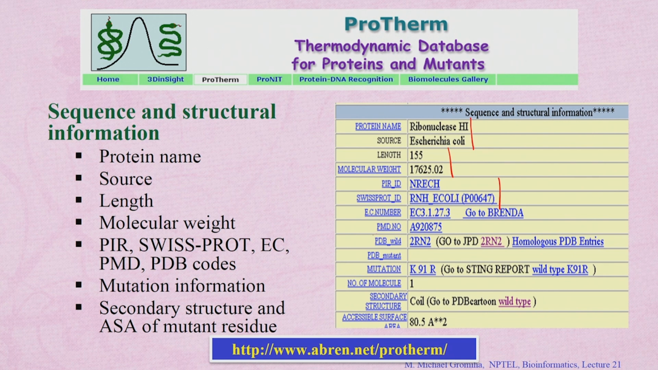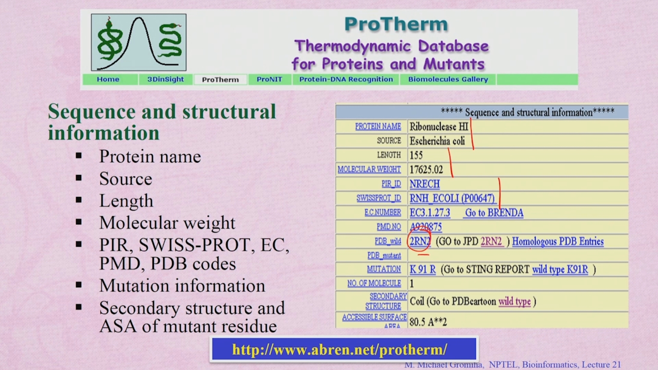Then the PMD number is for the Protein Mutant Database. They give the literature information regarding the particular mutant, and then we give the PDB information. This is the wild type, and if the structure of the mutant is known, mainly in the case of lysozyme, where for most of the mutants the structure is known, then we give the PDB code of the mutant. If it is not known, then it is blank.